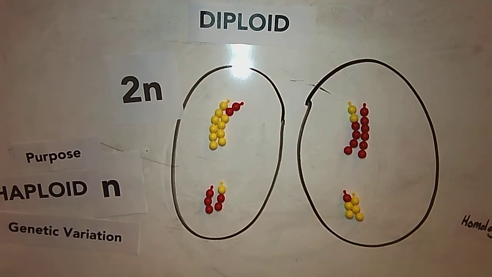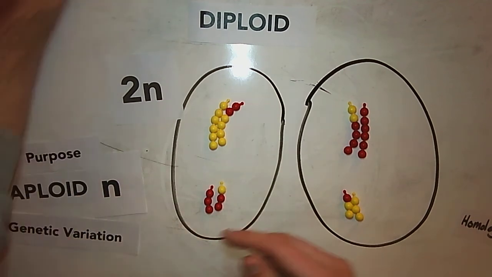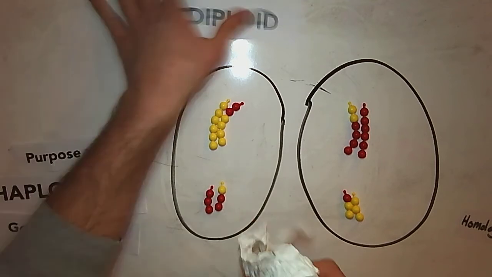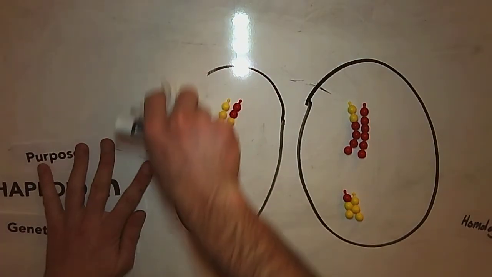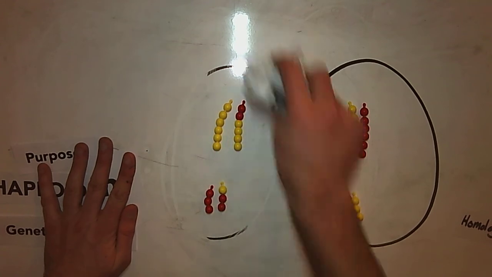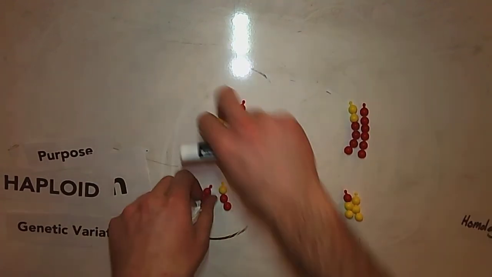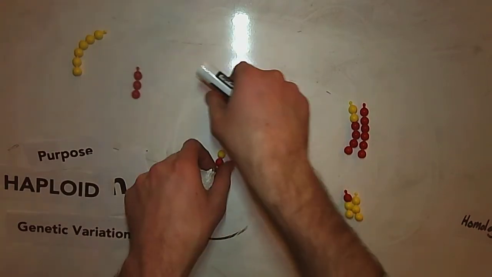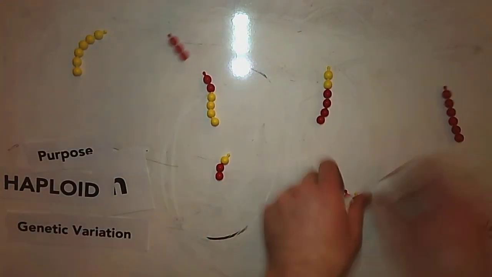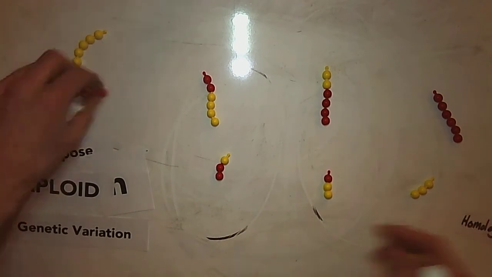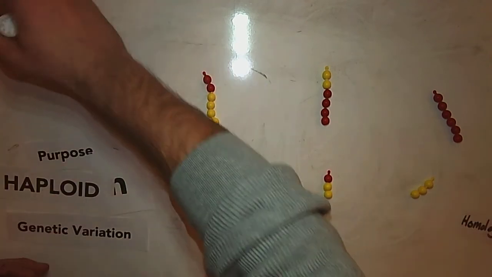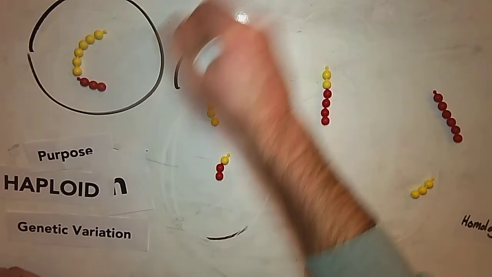So they're going to need to split one more time. So let's erase these cells right here, get the diploid out of the way. And now these chromosomes are going to move over here. These chromosomes are going to move over here. These are going to split. And what we're going to be left with are 4 new cells.